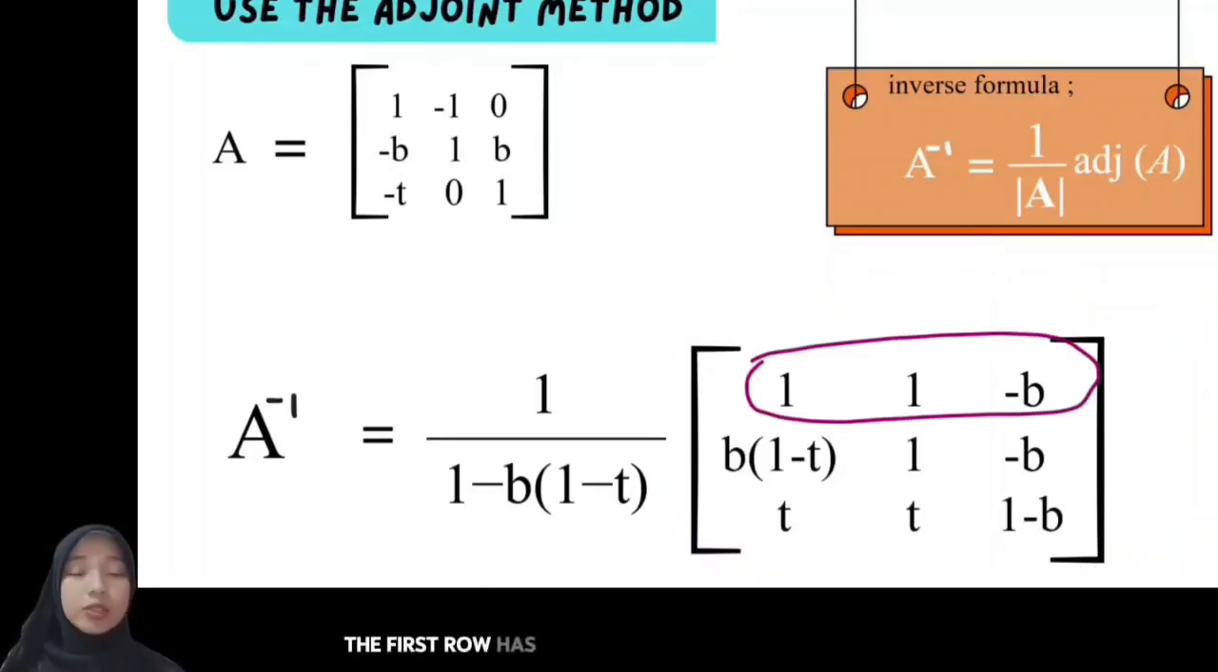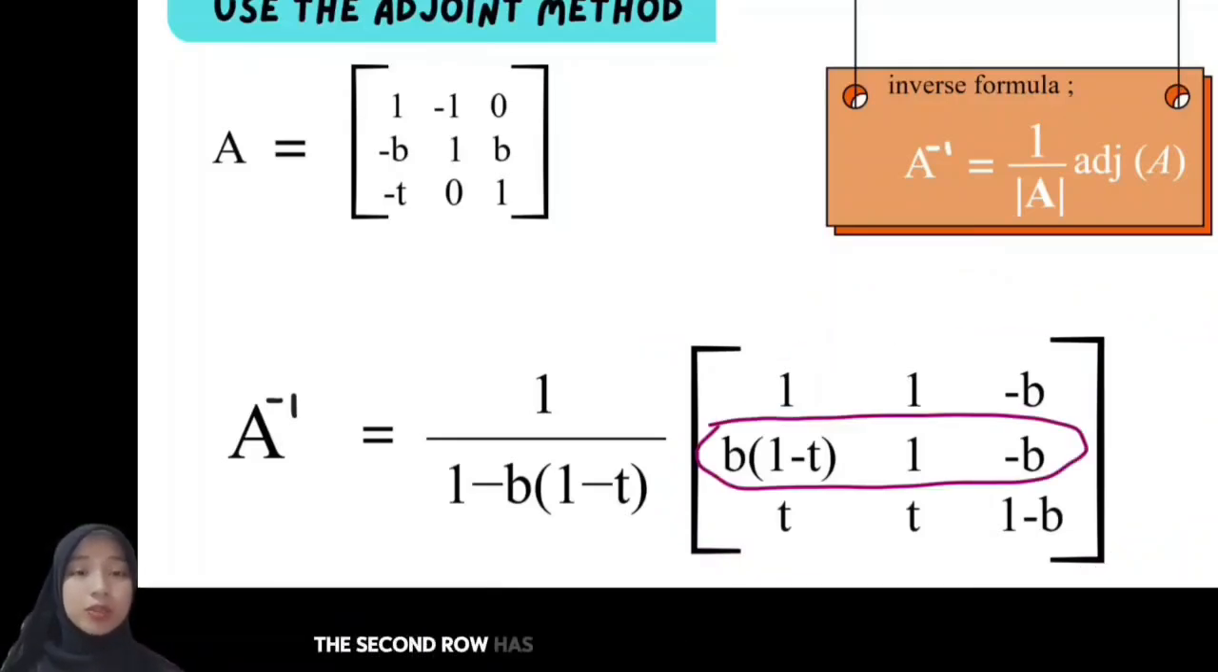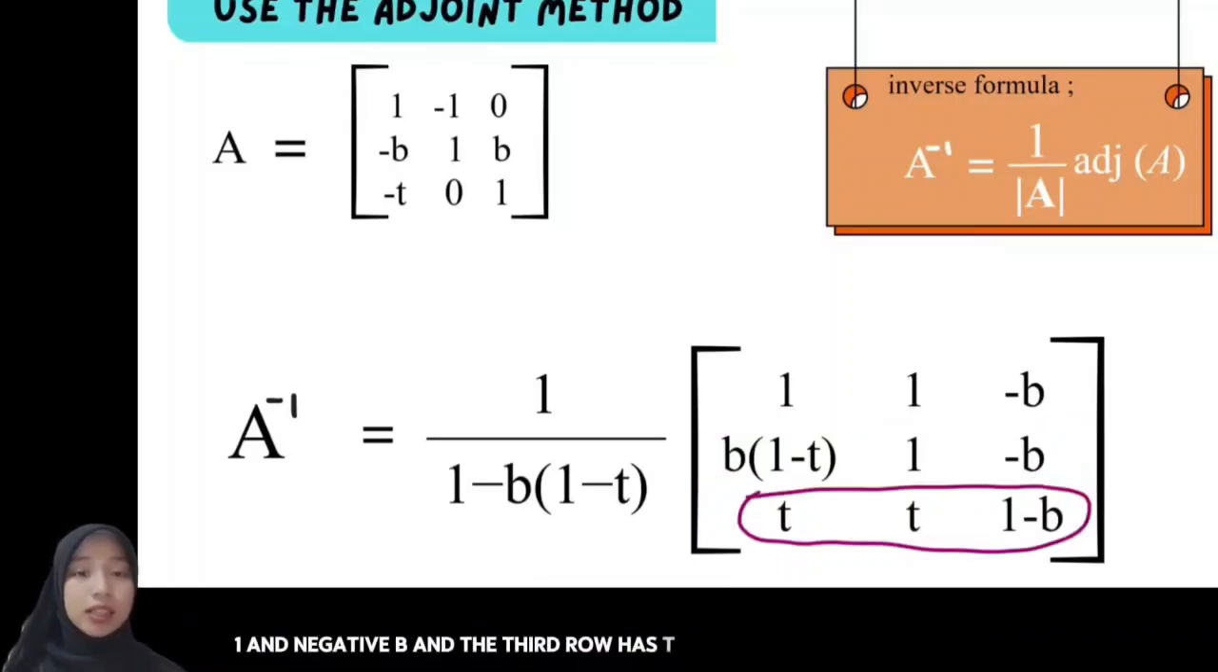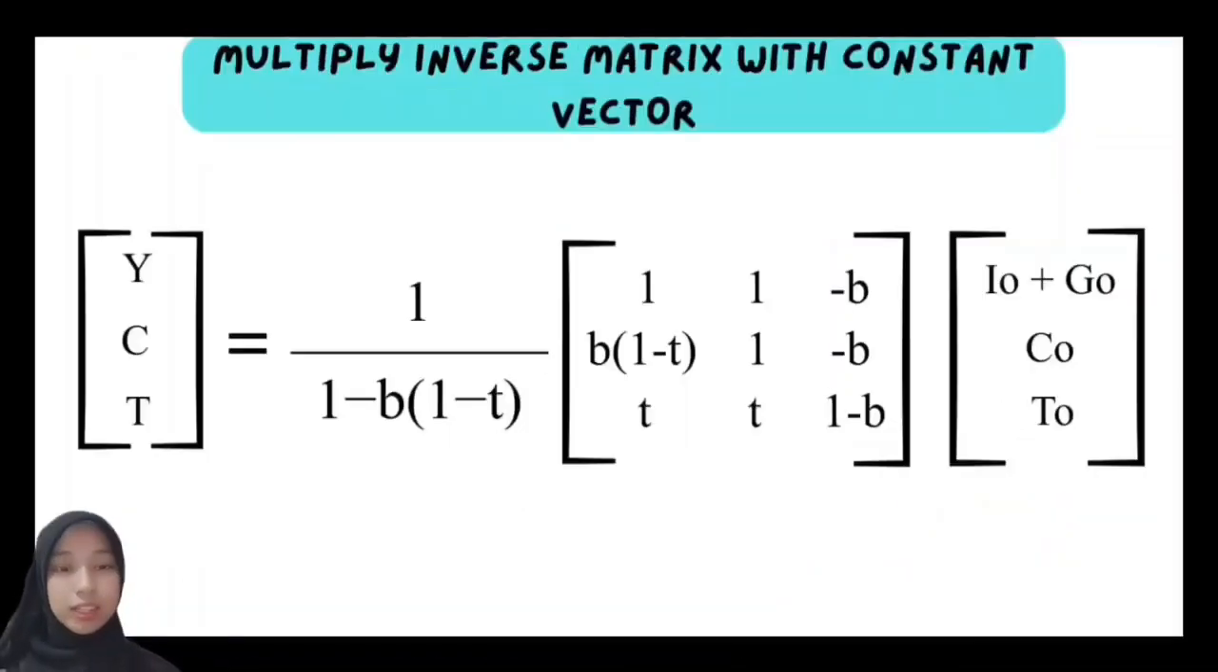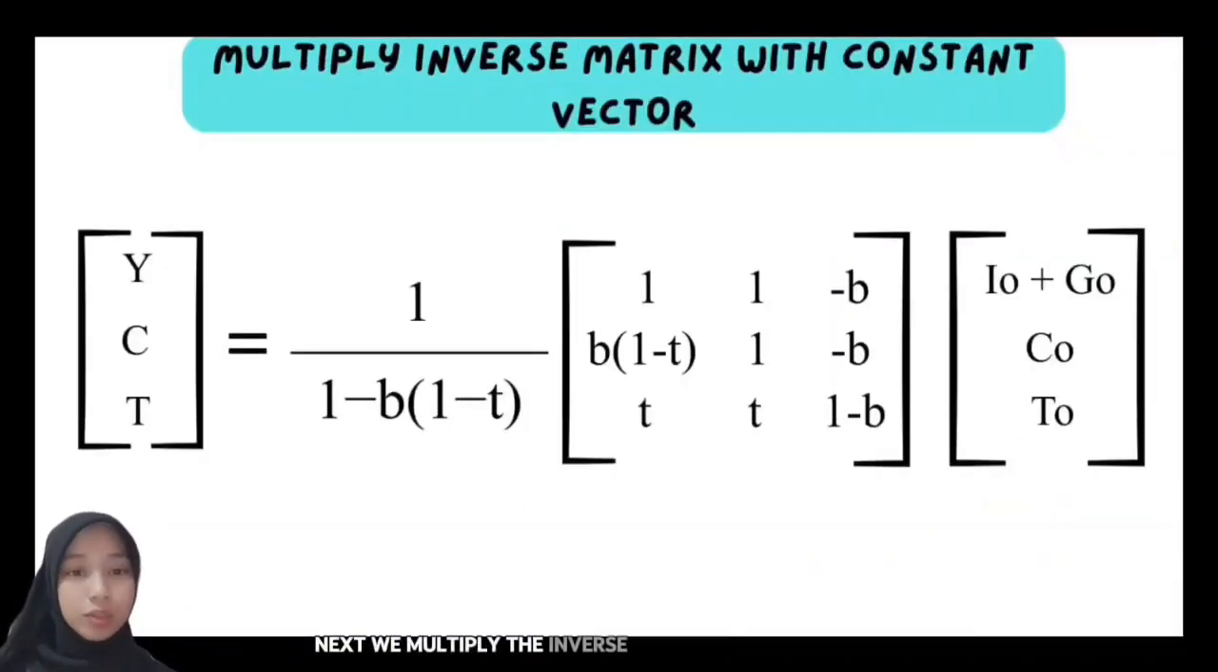The first row has 1, 1, negative B. The second row has B times 1 minus T, 1, and negative B. And the third row has T, 1 minus B. Next, we multiply the inverse matrix with the constant vector to get the solution vector. This solution vector contains income, consumption, and tax.